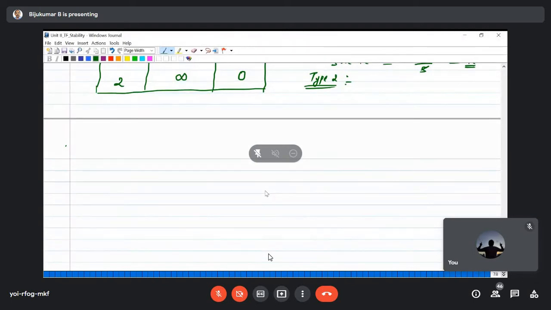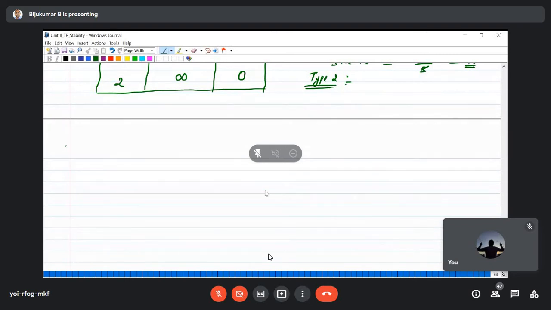Then for ramp input, we have observed that for type 0 system, steady state error is going to infinity. And for type 1 system, we are getting a finite error. It depends upon the value of system gain. And if the type is greater than or equal to 2, steady state error is 0. And it can be calculated as 1 divided by Kv, where Kv is the static velocity error constant.